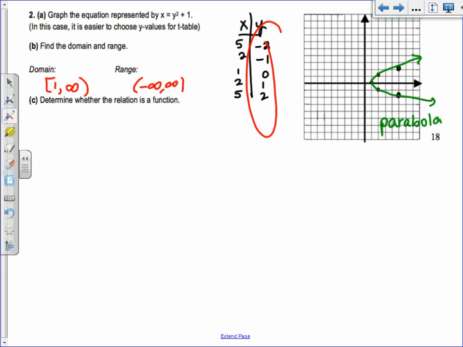All right, so is this a function? Yeah? No? I heard no. Is it? It's not a function. Why? It doesn't pass the vertical line test, so no.